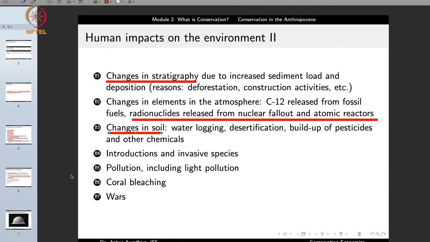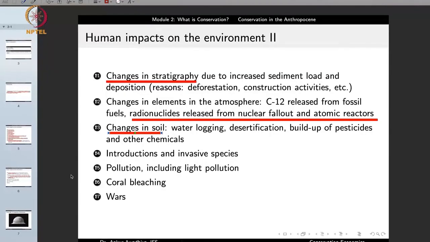Then there is buildup of pesticides and other chemicals that are being sprayed, especially for agriculture, but also because of those chemicals that are being released due to industrial activities. So that is leading to major changes in the soil. Then introductions and invasive species. What humans have done is that they have been a medium of bringing different species from one part of the earth to another part of the earth.